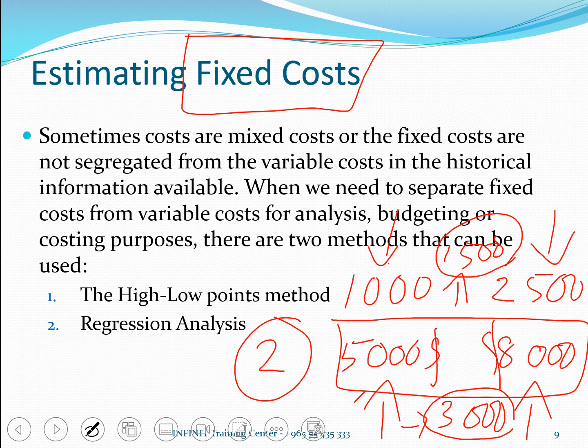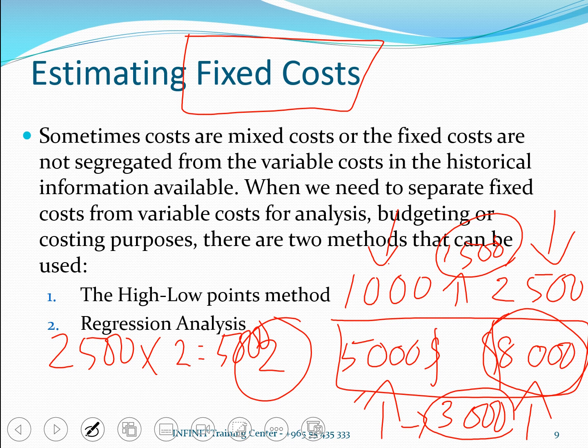So you can find out the fixed cost, right? Why? Because we learned that total cost is equal to variable cost plus fixed cost. And if we know the variable cost, we can find out the fixed cost if we know the total cost, correct? So my total cost here is 8,000, and I produce 2,500 units. So 2,500 multiplied by 2 is my variable cost, $5,000.